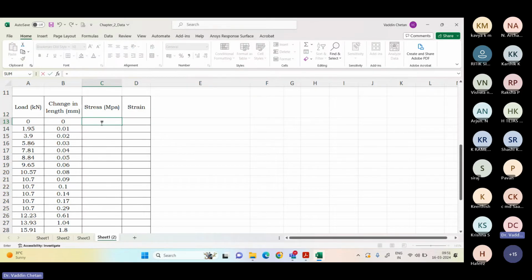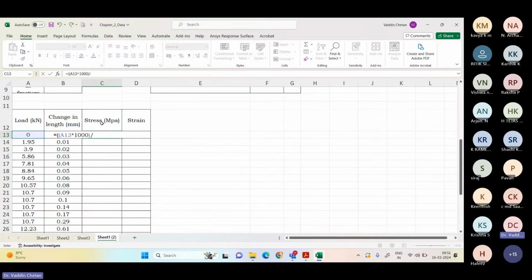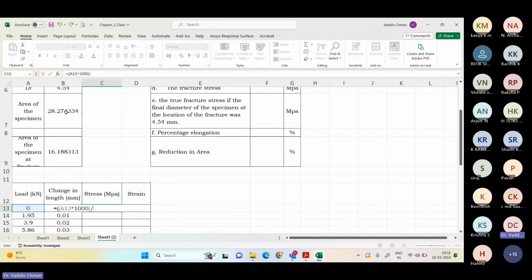We know that the stress formula is load by area, right? Load by area, and here the load is A13, and I need to multiply it by 1000. Why I need to multiply it by 1000 is that the load given is in kilonewton, so I need to convert it into Newton. So that is load divided by area, where area is the area of the specimen. I will close this and execute it.